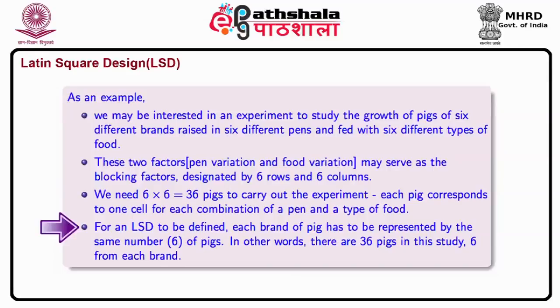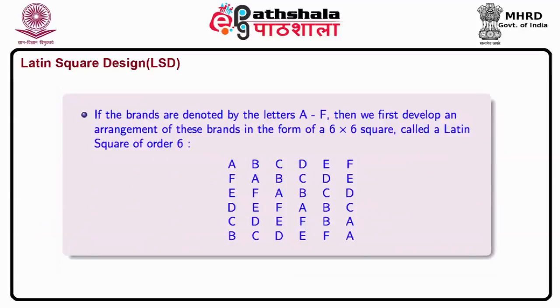Okay. Now, for an LSD to be defined, each brand of pig has to be represented by the same number, that is 6, of pigs. In other words, there are 36 pigs in the study, 6 from each brand. Okay. Now, if the brands are denoted by the letters A to F, that is 6 letters starting from A, then we first develop an arrangement of these brands in the form of a 6 cross 6 square called a Latin square of order 6. And here is the arrangement.